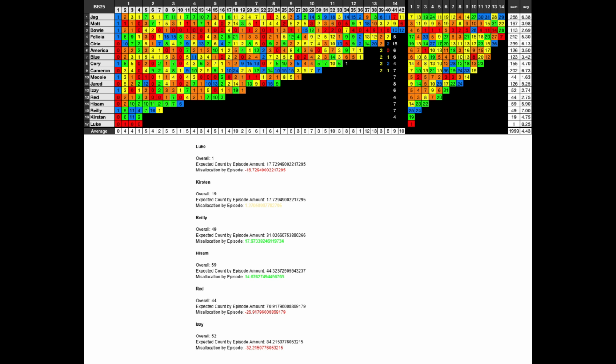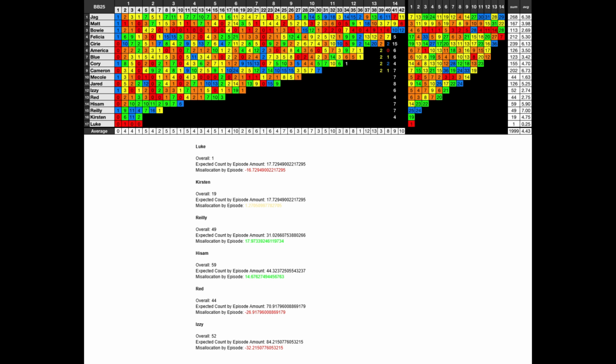Red has 44 diary rooms overall, and his expected count by episode amount is 70.91. This causes for him to have a negative 26.91 diary room count, and I believe this is close to 40% that he is missing, which, yikes.